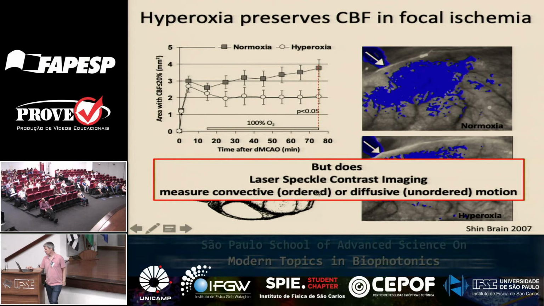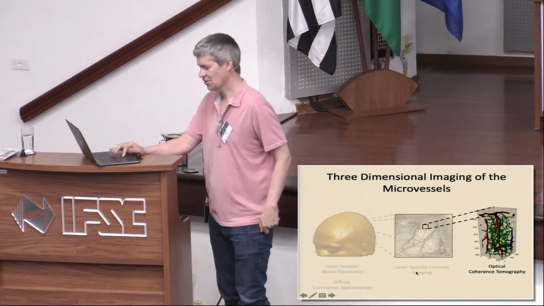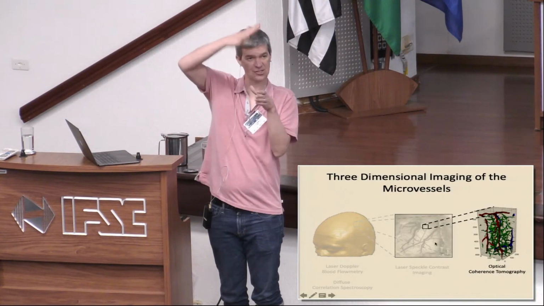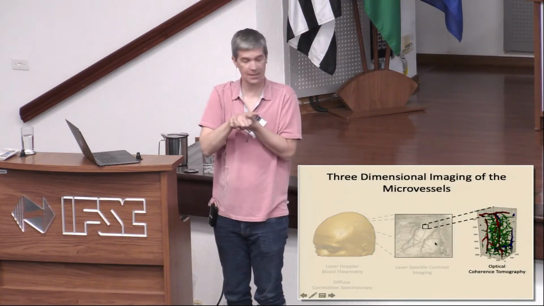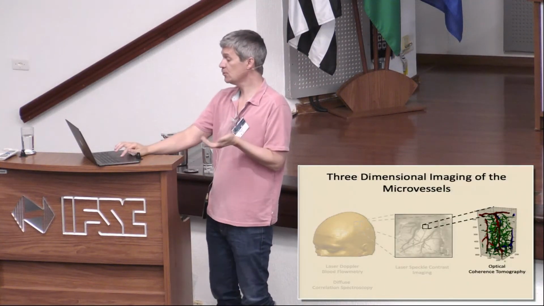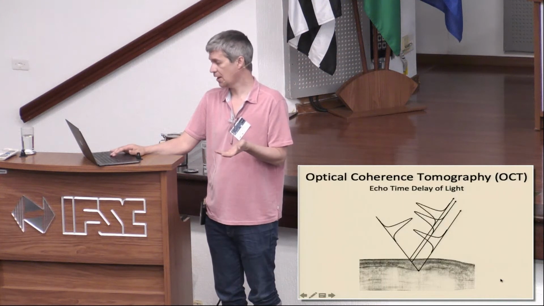Okay, so this is cool, but we still don't know: laser speckle contrast imaging, is it measuring the convective ordered motion of red blood cells, or is it measuring this diffusive unordered motion, right? So we couldn't yet answer that question. So I started to develop other techniques. This laser speckle contrast imaging is just measuring blood flow on the surface of the brain, and it's not resolving in depth. But we could use optical coherence tomography to resolve blood flow in the brain.